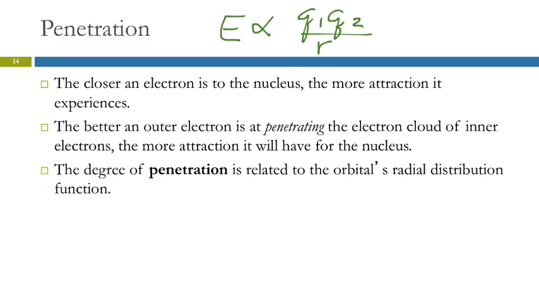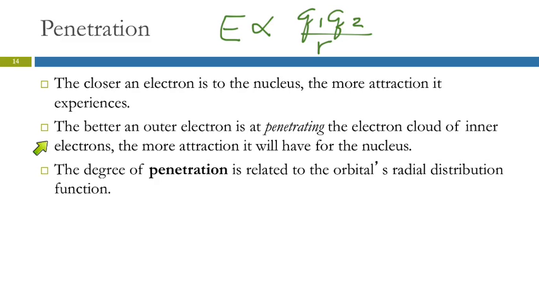I'm sorry, I said that exactly backwards. I'm going to start again. If this is a large number, this term is smaller and the force of attraction is smaller. If this is a small number, if the electron is close to the nucleus, then it's going to be more attracted. So the closer the electron is to the nucleus, the more attraction it experiences.